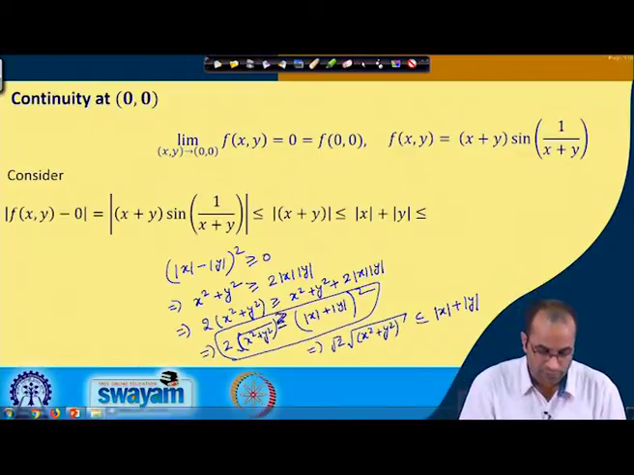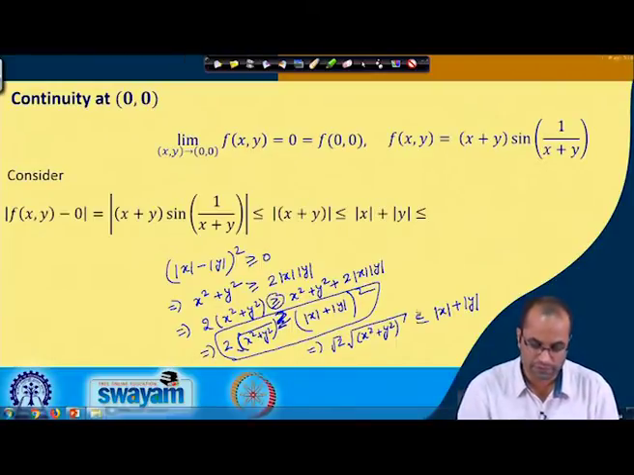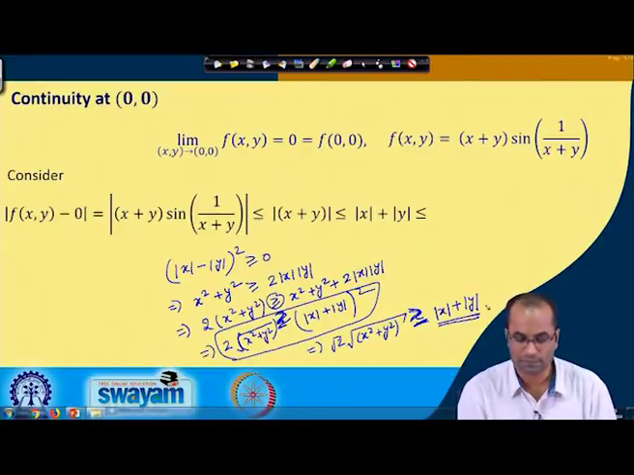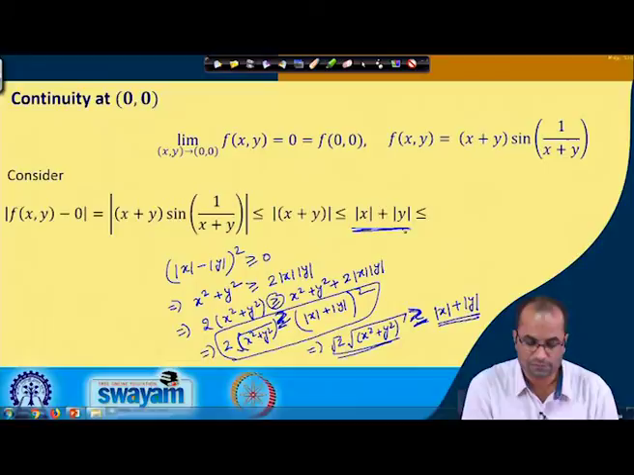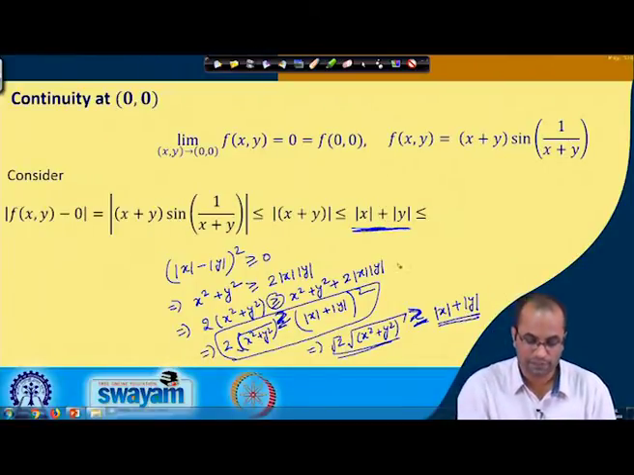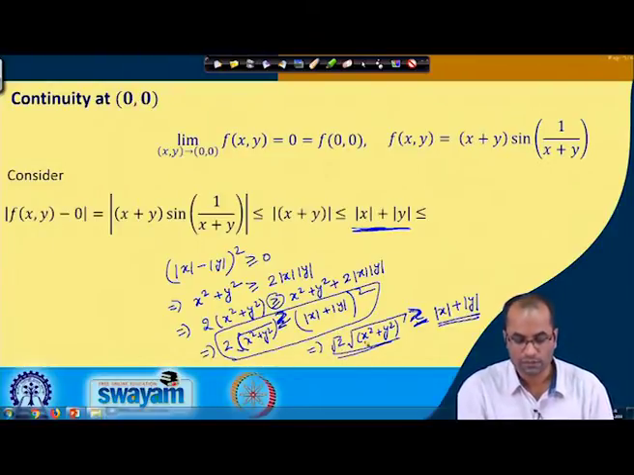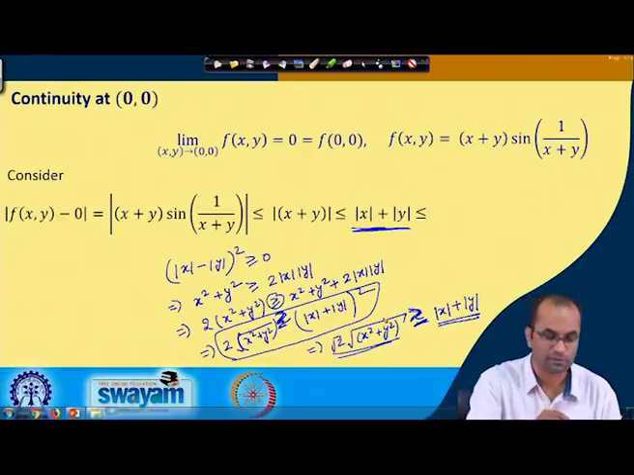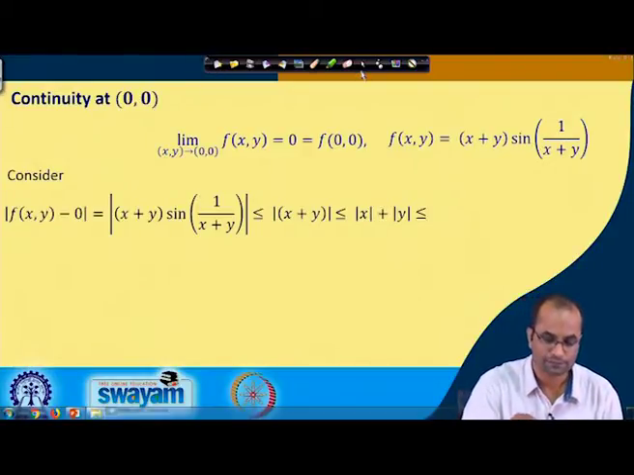This is the other way around. So, this is greater than or equal to, because here it was greater than. So, this is greater than or equal to the absolute value of x plus the absolute value of y. Now we can replace this term, the absolute value of x plus y, by a larger quantity, which is square root 2 times square root of x square plus y square. So, let us do that.